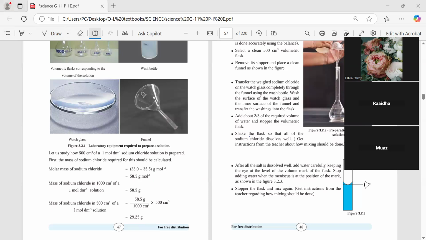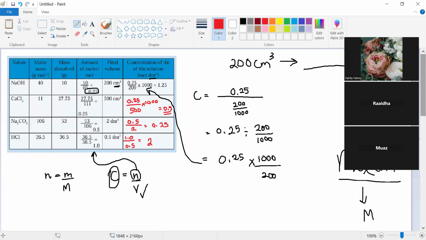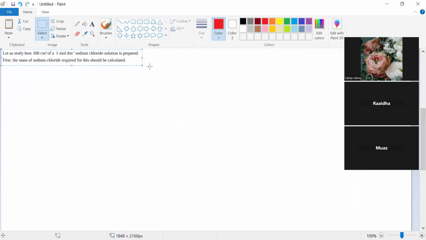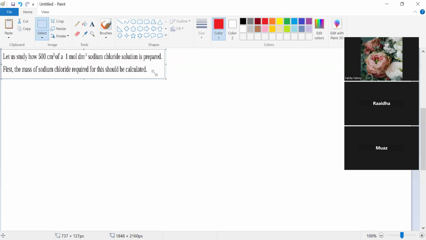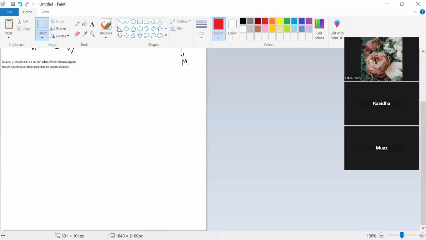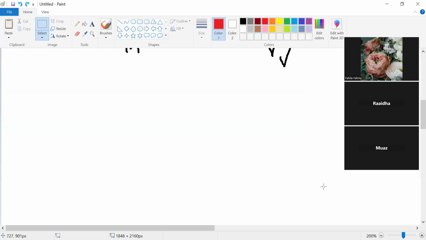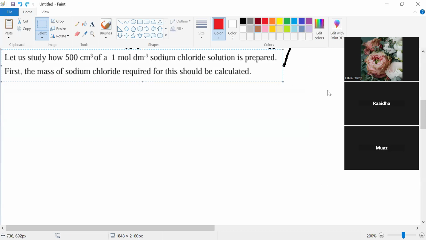I'm going to take this and put it on my paint screen. Right. Now let's say that this is my sum. Now they have told me to do this sum. Now, what is it that I need over here? I'm going to do it with fresh eyes. I don't know anything.